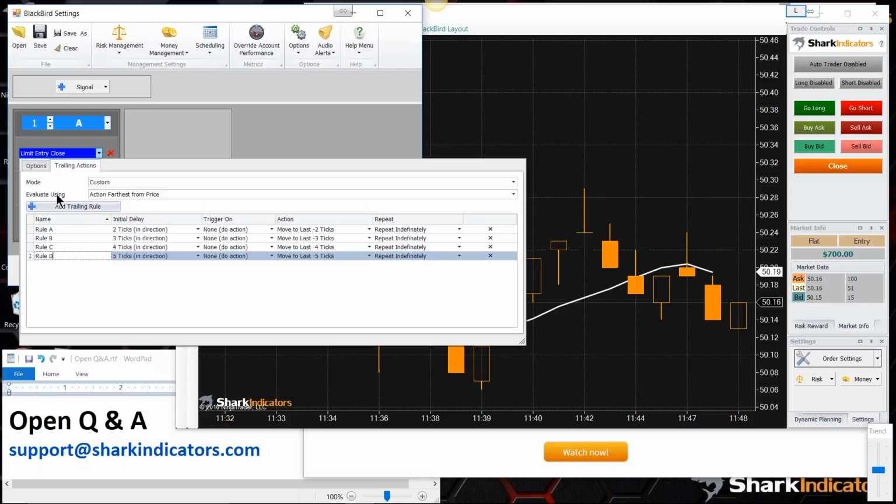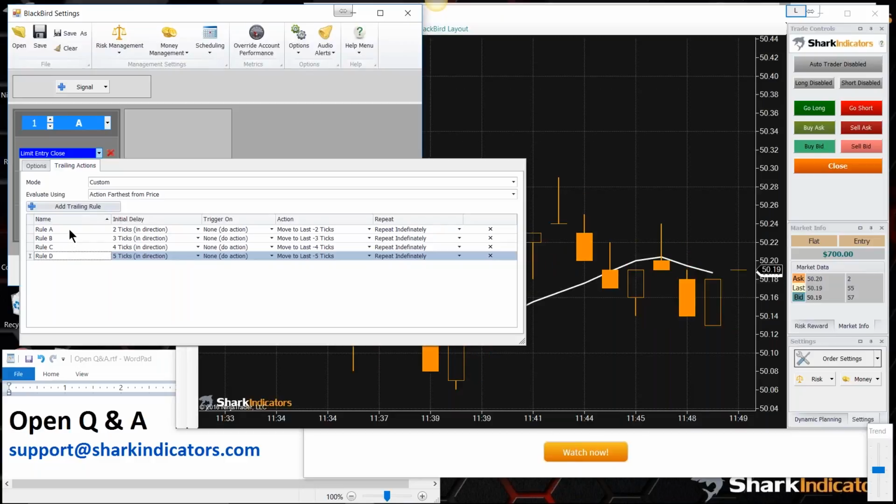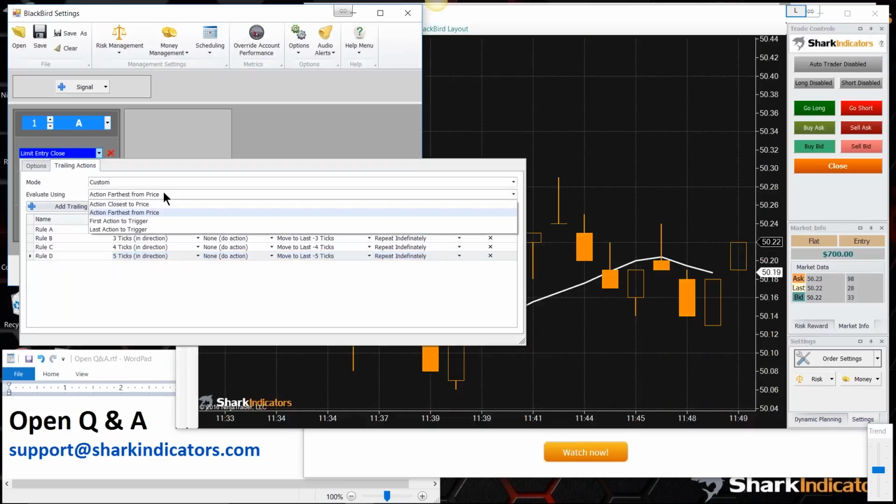So with evaluate using set to furthest from price, if all 4 of these rules are allowed to execute, say if all their conditions are met so that all 4 can execute, then BlackBird will figure out which of these 4 rules is going to move the order furthest away from price. And that would be rule D in this kind of simple example.